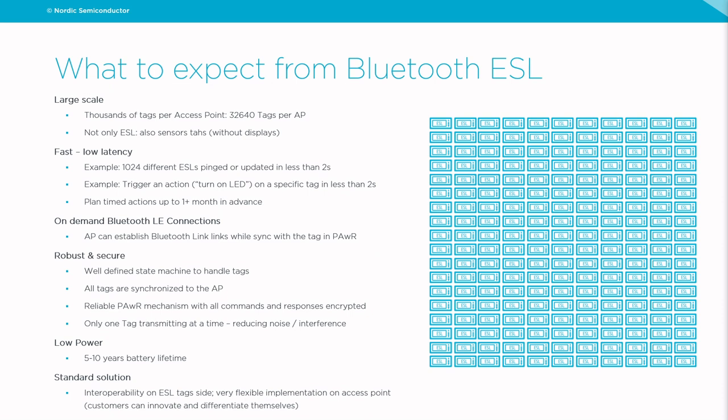As mentioned earlier, we want to address the one-to-many use case. We want to have a large scale, and with Bluetooth ESL, we can achieve that. By using this standard, we can handle up to more than 32,000 tags with a single access point. In fact, we can use up to 128 sub-events in PAwR, and we will call them groups, so we can have up to 128 groups. And in each group, we can address up to 255 tags.